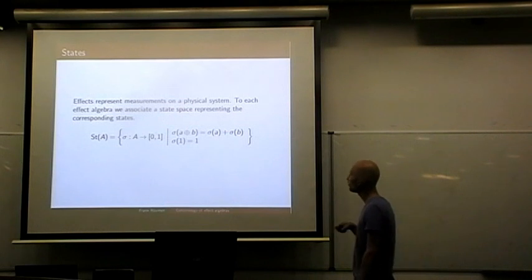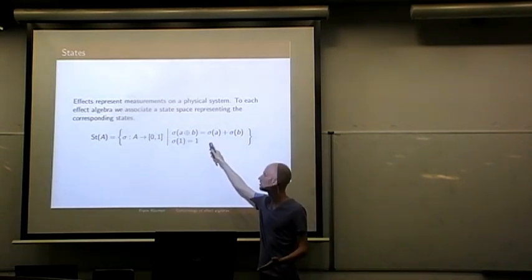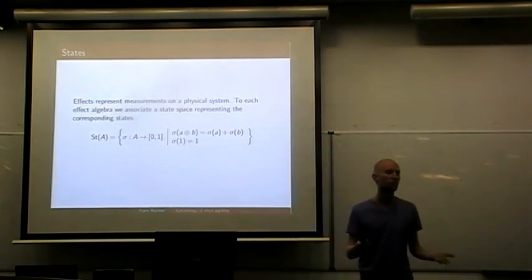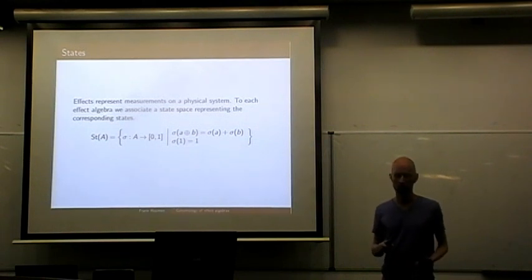And saying that it's a morphism means that it preserves addition whenever the addition is defined, and it preserves the maximal elements, and then it automatically follows that it preserves all of the structure in the effect algebra, so also the 0 and the complement.